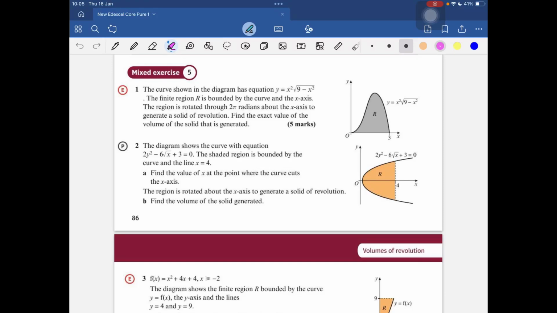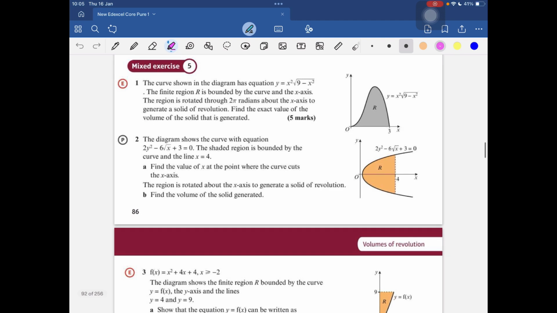This is A-level Further Maths Edexcel Core Pure 1, Chapter 5: Volumes of Revolution. So let's go for the questions with the flag with P and E.